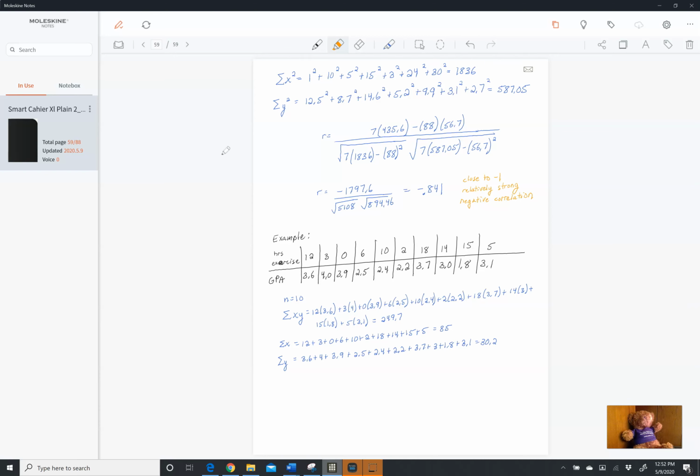Okay, then we have to do the sum of x squared. So you can see the difference. We take each x value and we square it. So we're doing 12 squared plus 3 squared plus 0 squared plus 6 squared plus 10 squared plus 2 squared plus 18 squared plus 14 squared plus 15 squared plus 5 squared. And if we do that, we get 1063. And then finally, we have the sum of y squared.